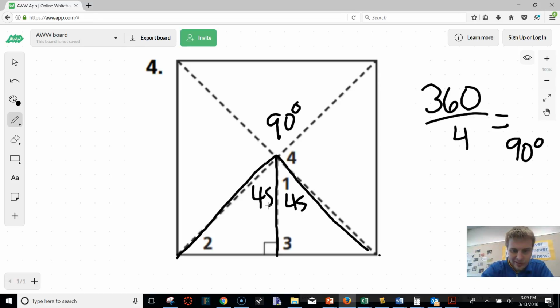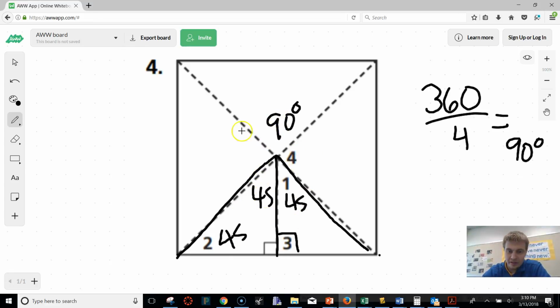Well, 3 is already really easy to figure out what that angle is because it's a supplementary case. Like if this is 90, this has to be 90 because it's got to be the whole 180. So that's 90 degrees right there. Well, if this is 90 degrees and this is 45 degrees, well, this would then have to be, you guessed it, 45 degrees because it's got to equal 180.